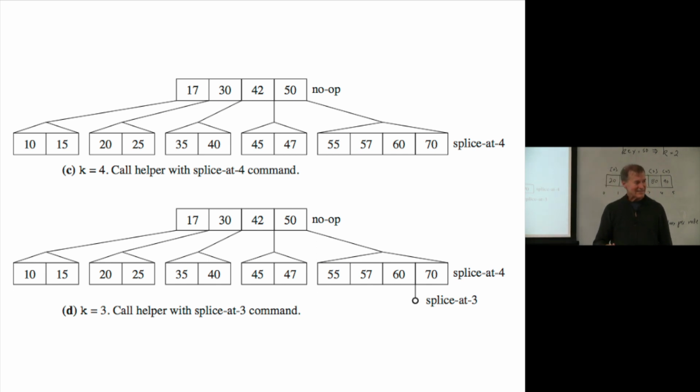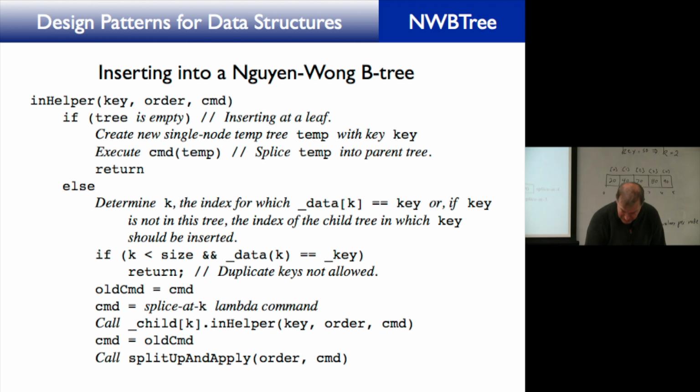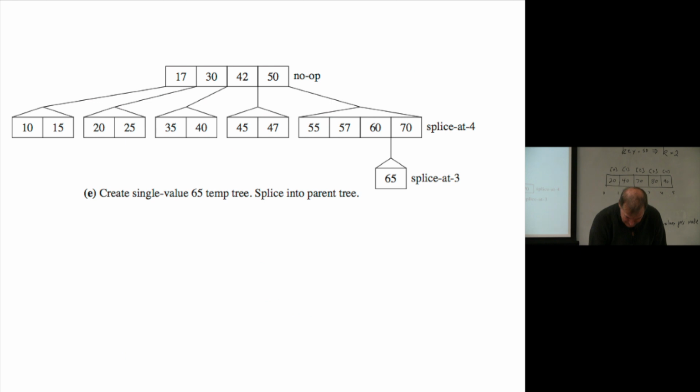You see how this works? Okay, splice at 3. And so now we go back to our code. In the helper, now if tree is empty. Is it empty? It is. So what do we do? Create a new single node temp tree temp with key what? That got passed down. What was the value? 65, right? 65? All right, so here.